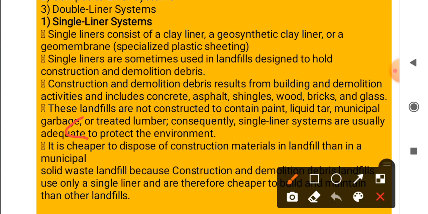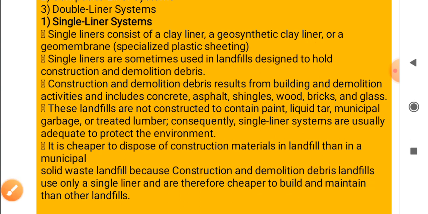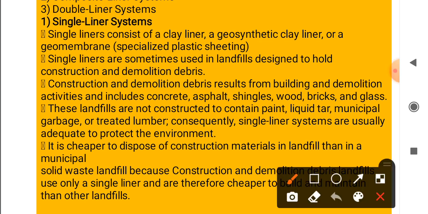Now, a single liner is cheaper than other liner systems, meaning composite liner or double liner, because proper precaution should be taken in the arrangement of the double liner system and composite liner system. This is the explanation of the single liner system. Now next is an image or diagram of a single liner system.